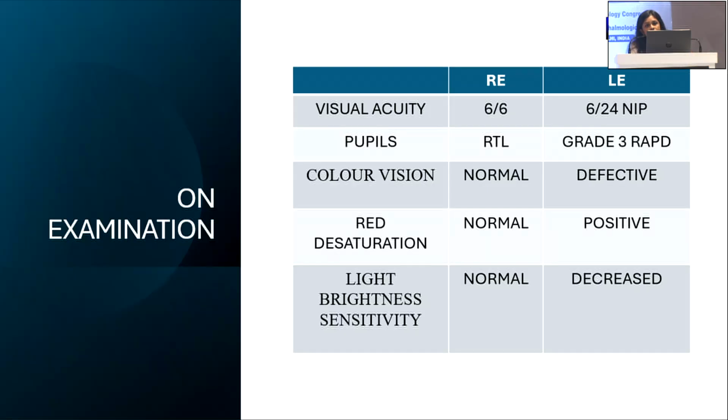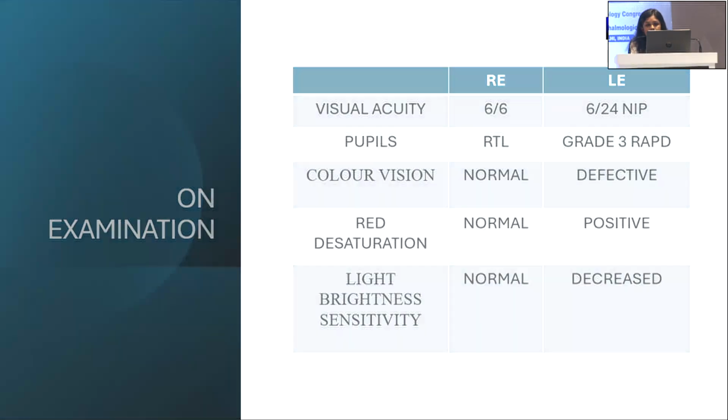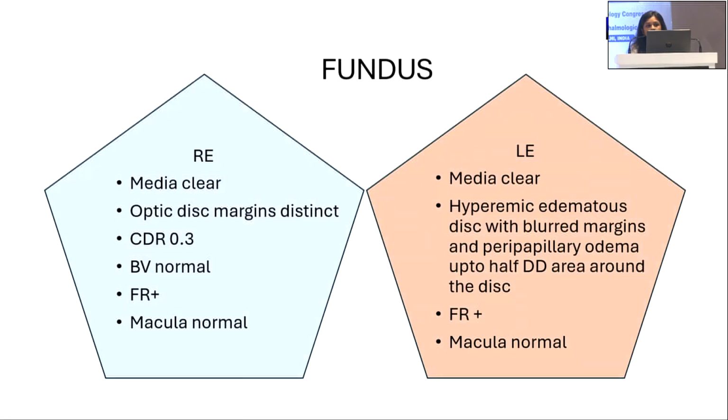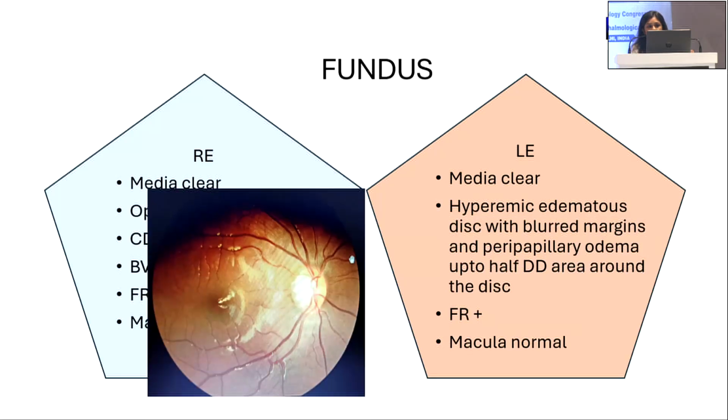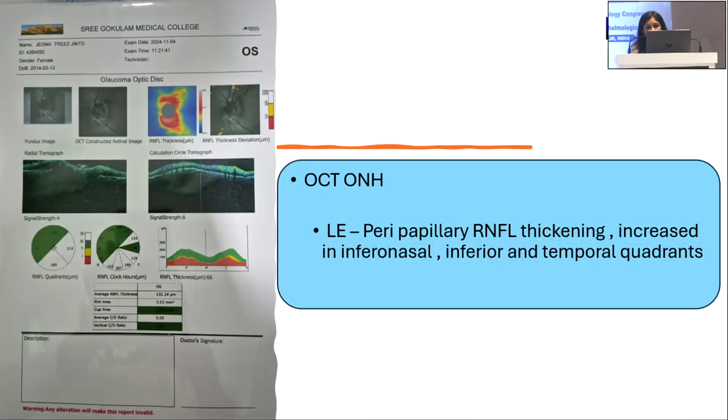On examination, the right eye was normal, and the left eye visual acuity was 6 by 24, not improving with pinhole, with grade 3 RAPD. Color vision was defective, red desaturation was positive, and light brightness sensitivity was decreased. Fundus of the right eye appeared normal, and the left eye showed a hyperemic edematous disc with blurred margins and peripapillary edema up to half disc diameter area around the disc. This is the right eye fundus picture. This is the left eye.